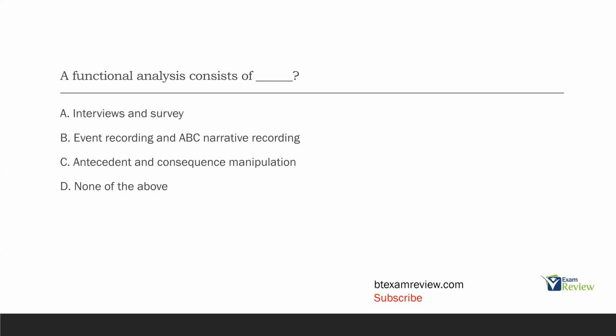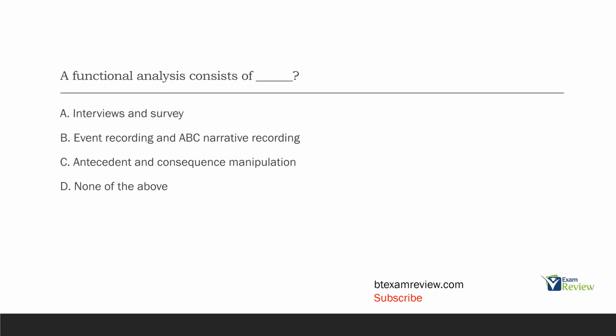So, what you need to know about a functional analysis is it's the best way out of the indirect, direct, and this assessment to determine function. So, what does it consist of? A, interviews and surveys. Don't confuse functional analysis with a functional behavior assessment. A functional behavior assessment, or FBA, contains all of these components, right? An FBA contains indirect, direct, and FAs. So don't confuse the two. Interviews and surveys are not part of this functional analysis.